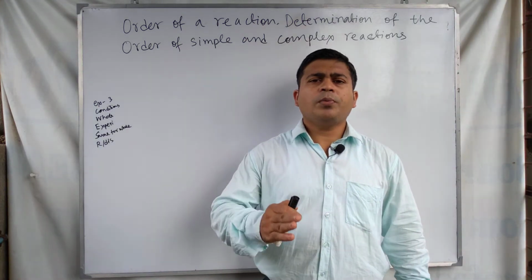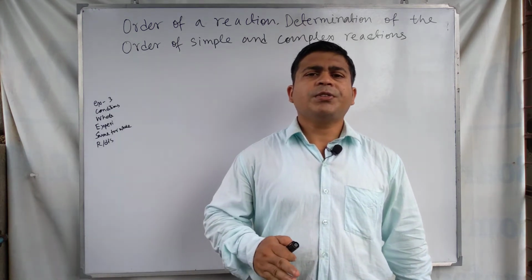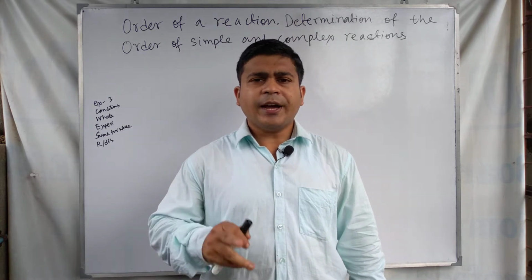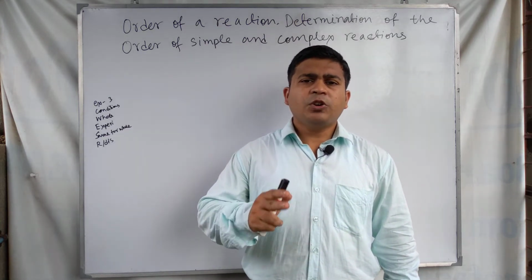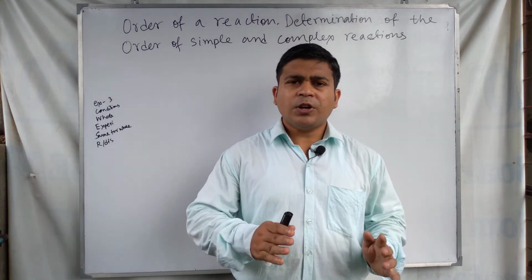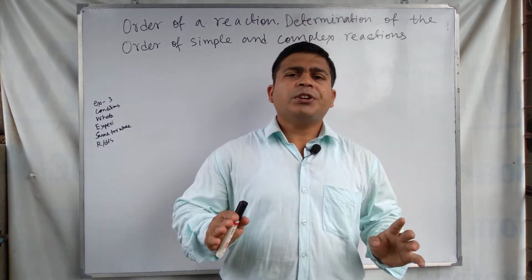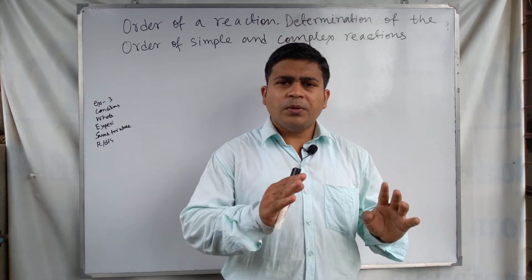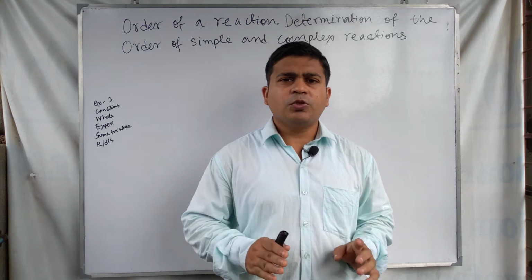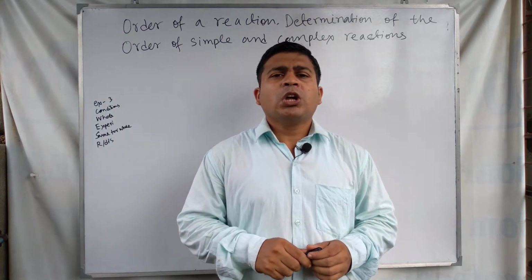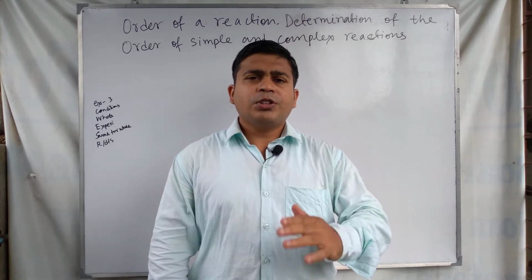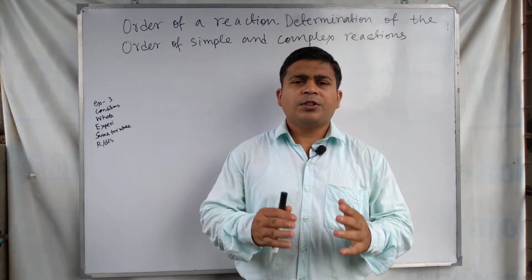What is the order of a chemical reaction? The order is defined as the sum of the powers of the concentration terms that are raised in the rate equation of a chemical reaction. If we make the sum of the powers of the molar concentration terms that are raised in the rate equation, it is called the order of a chemical reaction. And we discuss this topic, the order of a chemical reaction, in this video lecture.